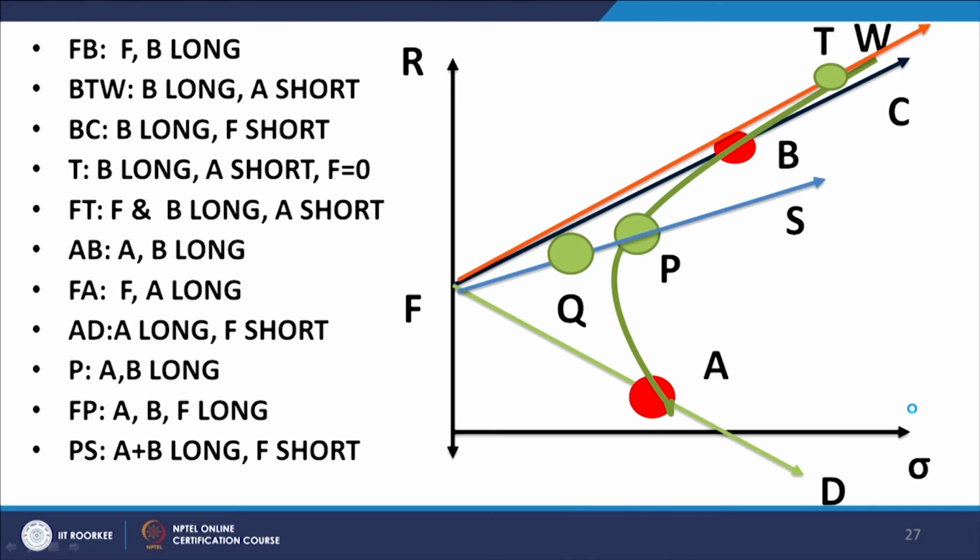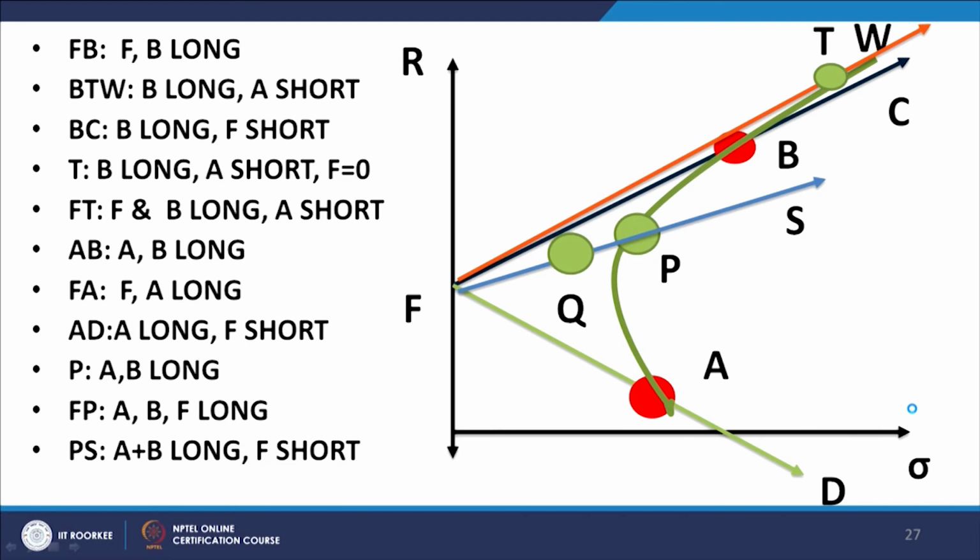What about the point P? Now, this is interesting. Point P is an arbitrary point between A and B along the arc AB. I repeat, point P is an arbitrary point along AB within A and B, that is along the arc AB, and it lies somewhere within A and B. So, it must be a combination of securities A and B with both securities being long.